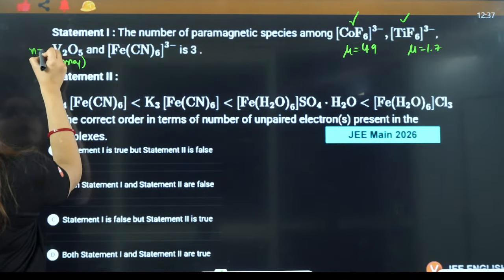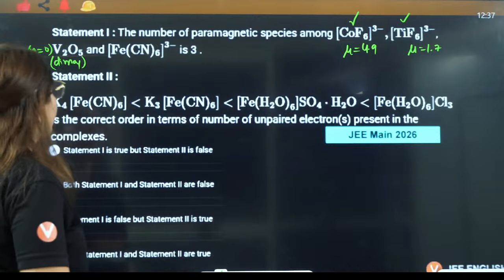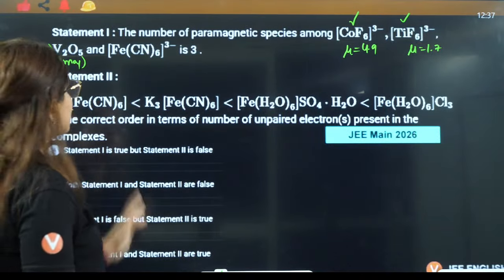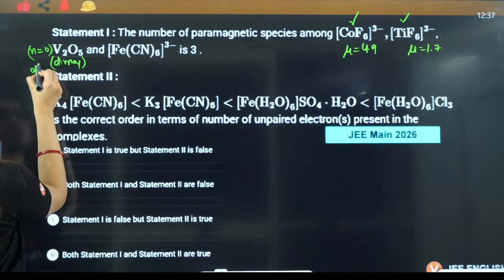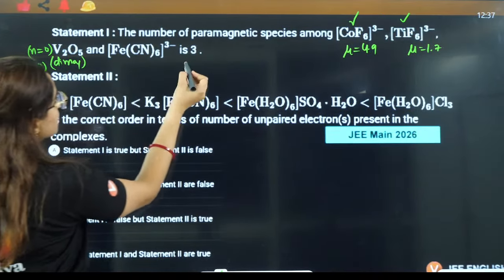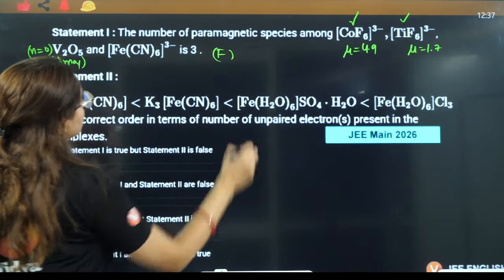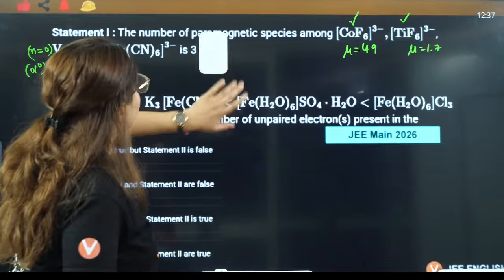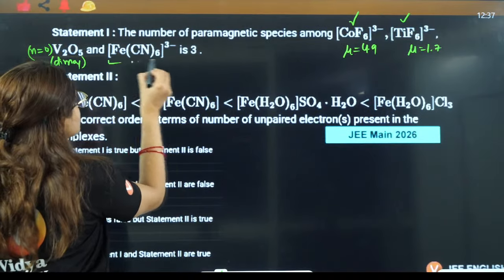Number of unpaired electrons is 0, because the configuration is always d0. So this statement is false here. Achha, they are asking paramagnetic. Wait a minute, let's just see this one.